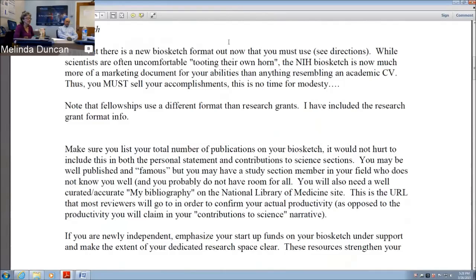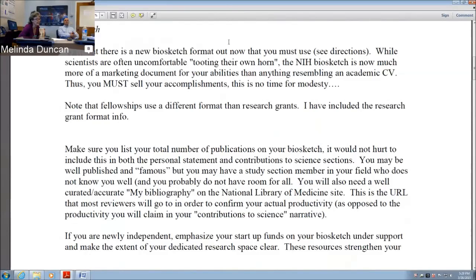This is not a place to be modest. You really have to tell people what you accomplished and why the world is a better place compared to if you never existed as a scientist. Okay?